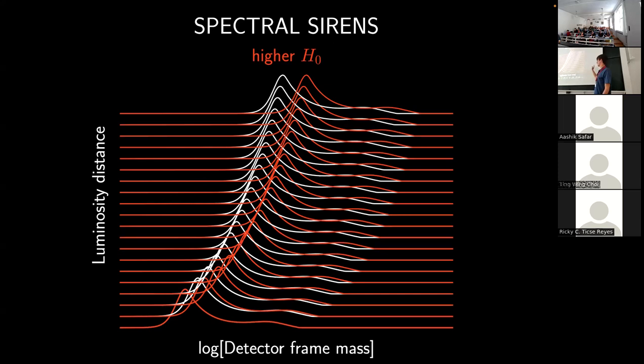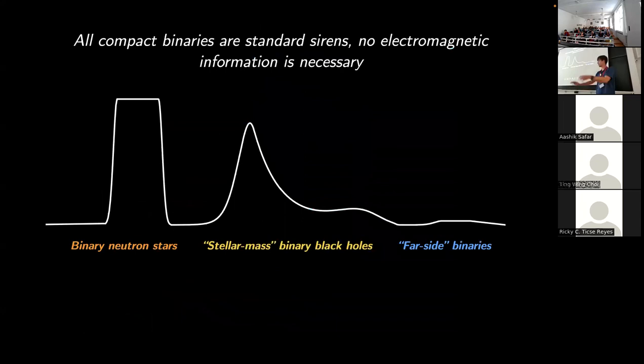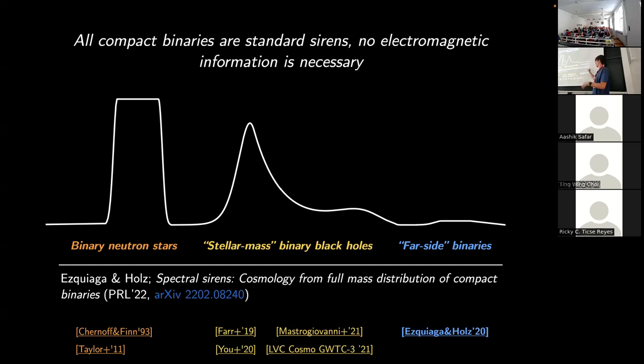But then what happens here is that, for example, if you were to change some of your cosmological parameters such as H naught, then all your masses will evolve a bit faster. And for example, if you change the amount of dark matter, then they will move a bit lower. Of course, for this method to work, it's important that you understand and study collectively the astrophysical properties of the population as well as the cosmological parameters. And this is something that can be done for binary neutron stars, binary black holes, or in fact everything together. And there have been many works in the literature doing this. I will not go into details.